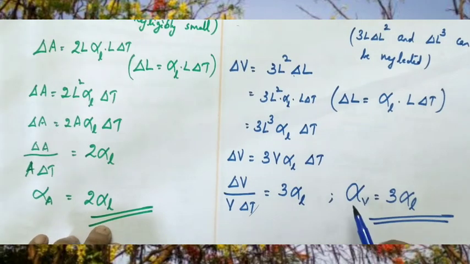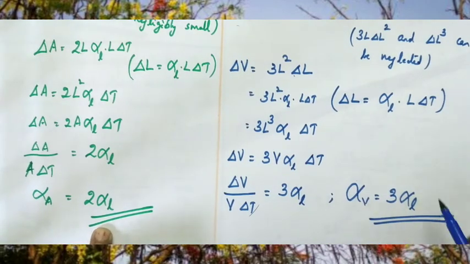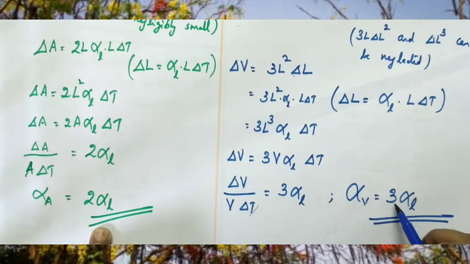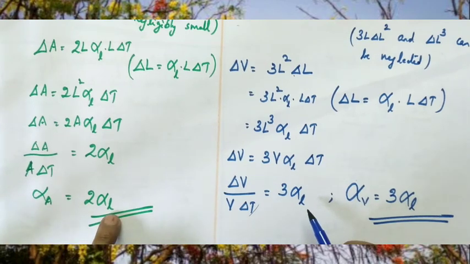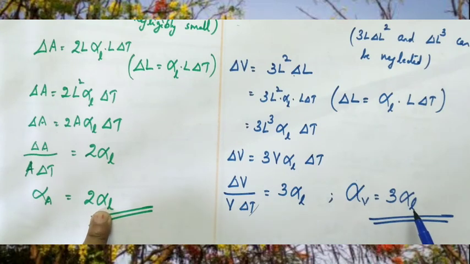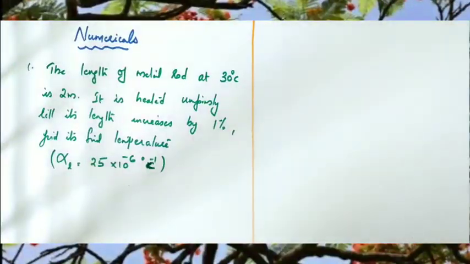So the relation between coefficient of volume expansion and coefficient of linear expansion is alpha V equal to 3 alpha L. Clear? So the relation between area expansion and linear expansion is alpha A equal to 2 alpha L, and volume and linear expansion is alpha V equal to 3 alpha L. Now we can do some numericals relating thermal expansion.